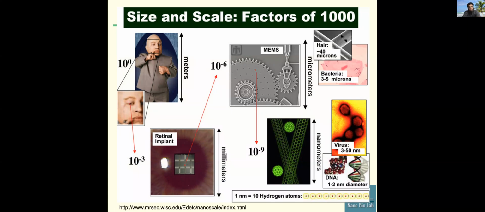Looking at size and scale a little bit further, we will do an exercise on how we go from one size to another size. We talk about a meter. A meter is about 39 inches. And then if you look at a person's eyeball, you would see that this is about a centimeter.